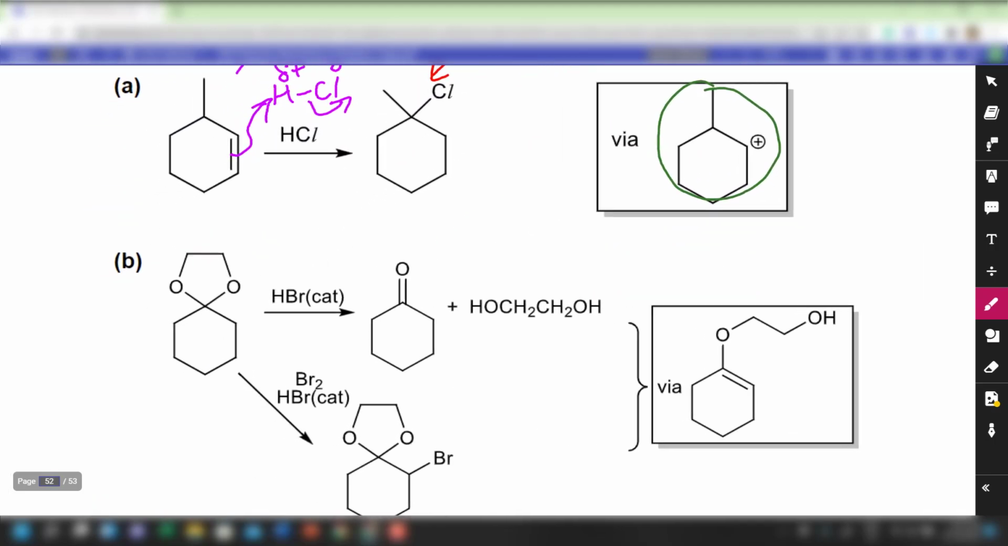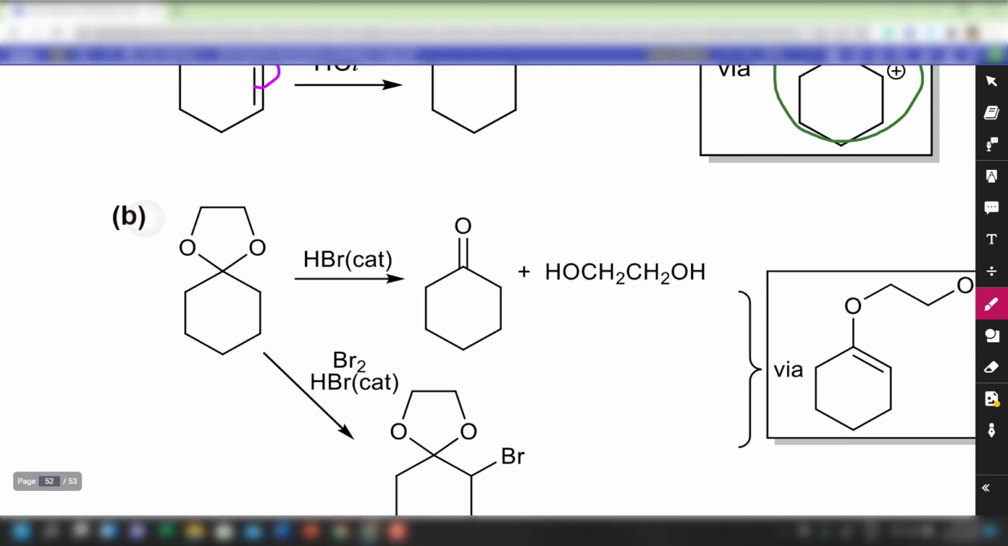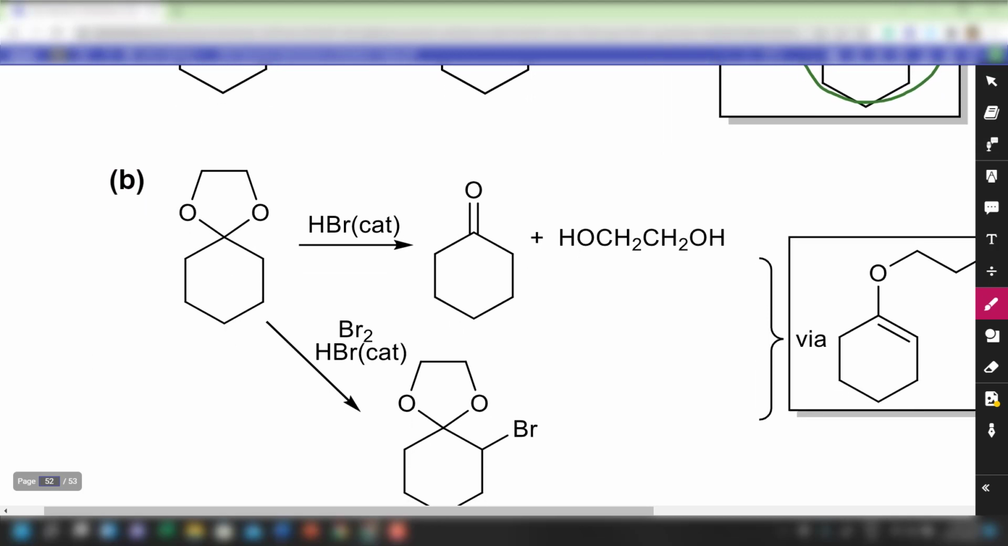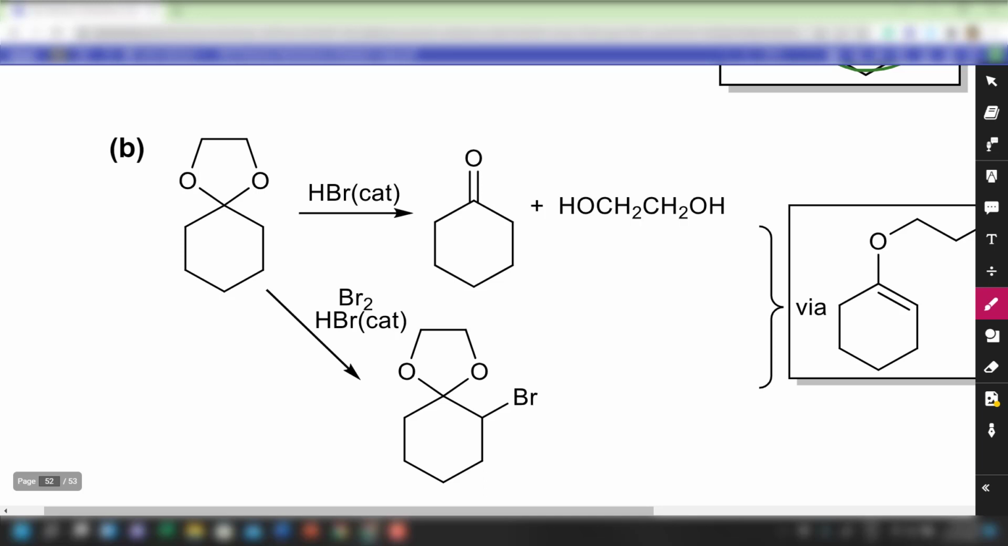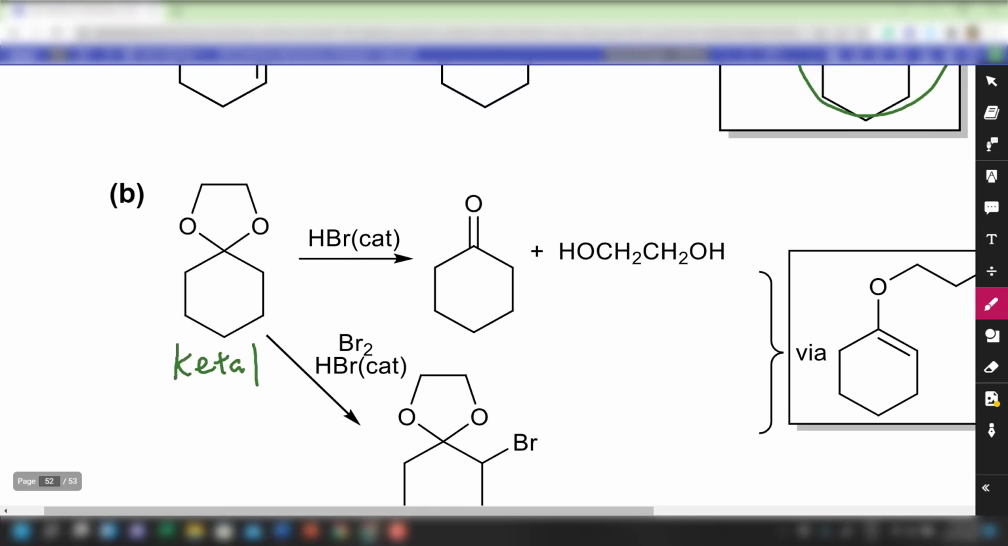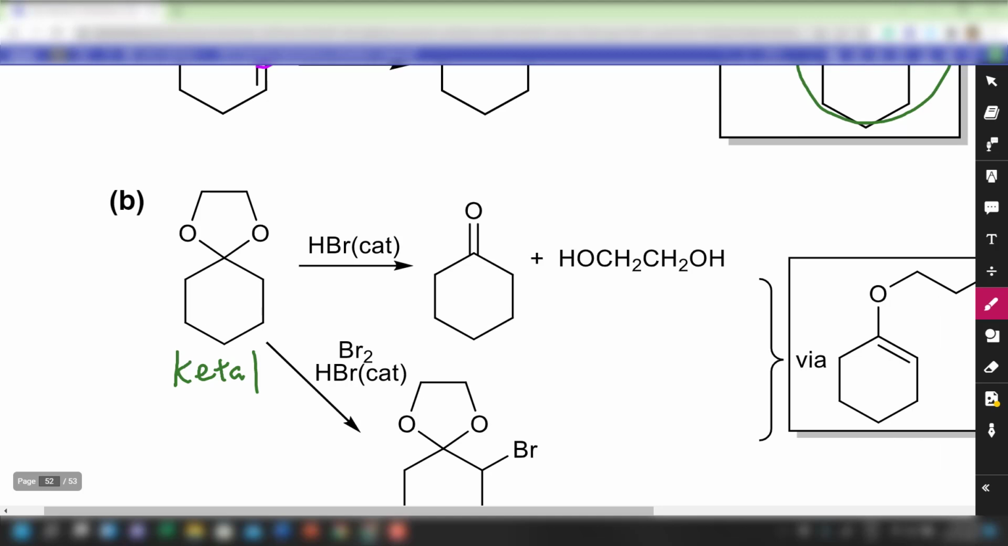Over here, there are 2 C-O bonds. In fact, there are 2 ethers, and they are bonded to the same carbon. So to some extent, you know that this is a ketal. Remember earlier on, maybe in activity 6, I talked about the principle of microscopic reversibility. Perhaps in the first step, you do expect some form of protonation, because we have HBr catalytic.